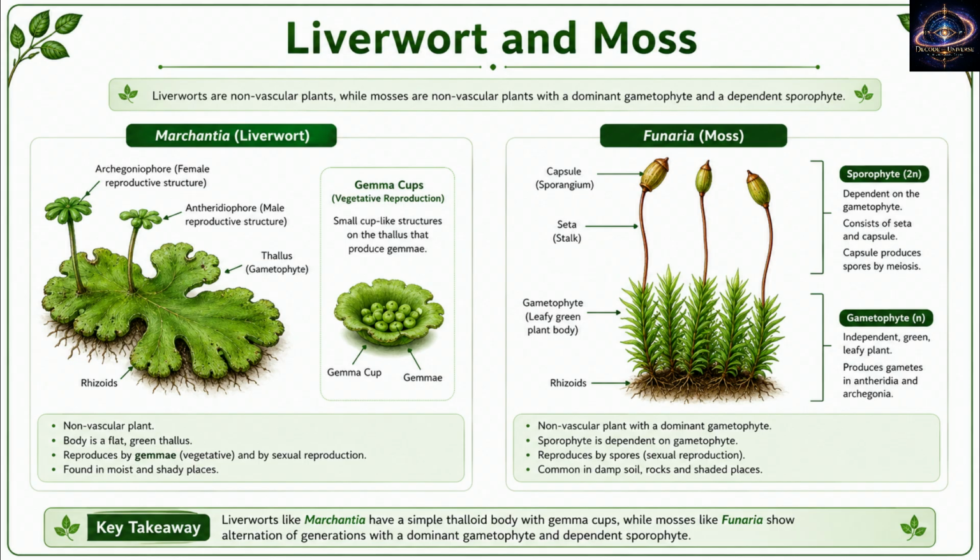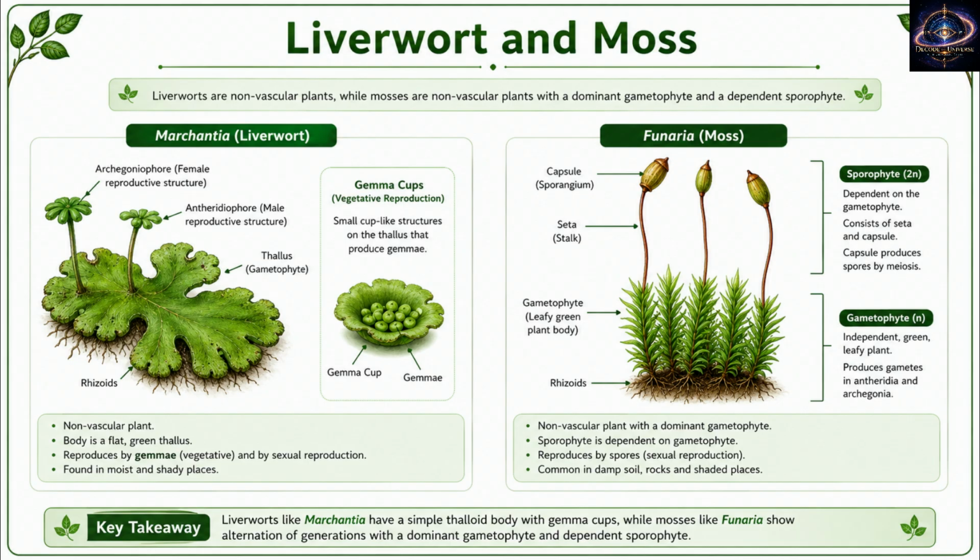Now let us study gymnosperms. The word gymnosperm means naked seed. In gymnosperms, ovules are not enclosed by an ovary wall. After fertilization, seeds remain exposed. So they are called naked-seeded plants. Examples, cycas, pinus, cedrus, ginkgo, sequoia. Real-life example, pine trees and pine cones are gymnosperms.